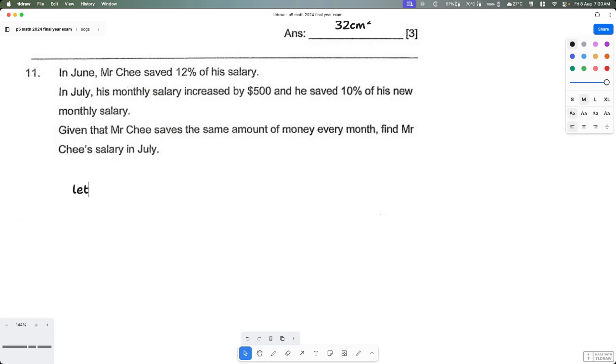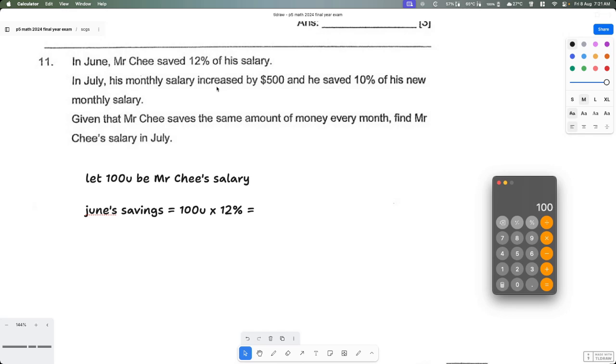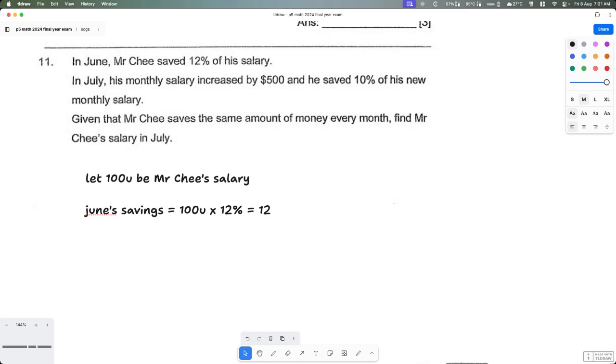So for me, I will say let 100 units be Mr. Chi's salary. In this case, it will be easier. So June's savings is equal to 12%, so we just have 100 units times 12%. If you know how to calculate this, it's pretty straightforward. You can use your calculator, but it's just 100 multiplied by 12%. It will give you 12 units. Sorry, not $12.